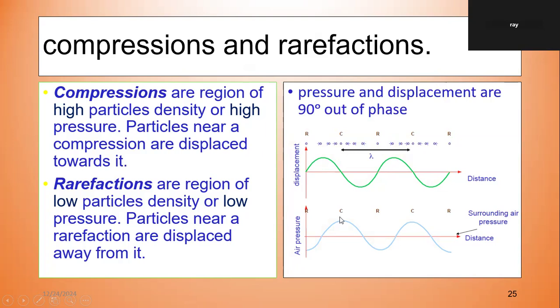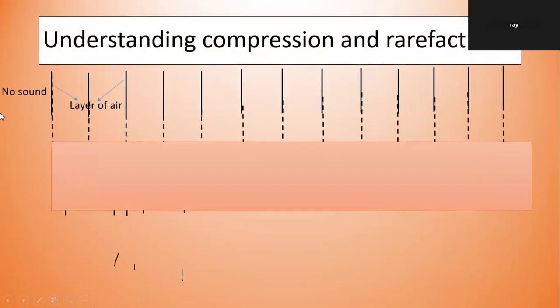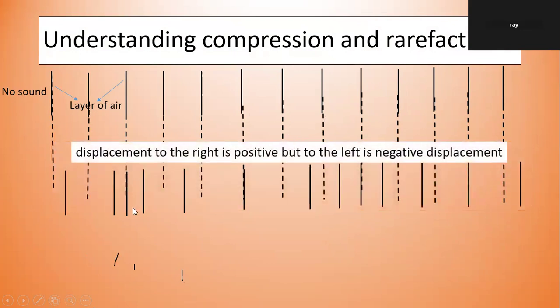You should be able to read from these two diagrams that's where it starts. The pressure and displacement graphs are 90 degrees out of phase. Where there's no sound, we can imagine that the layers of air are evenly spaced. If we look at a compression, that layer is not moving. The one to the left is moving to the right. The one to the right is moving to the left. So that's why the density increases.